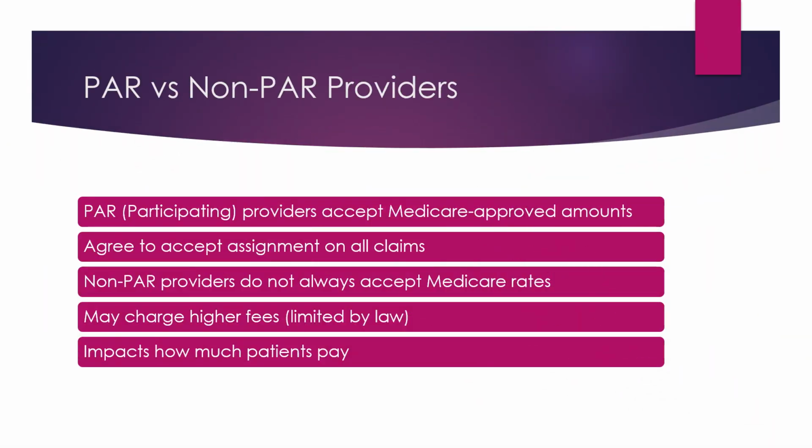Par versus non-par providers. Par providers are participating providers who agree to accept Medicare's approved payment amounts for all services. This means they accept assignment and patients usually pay less out of pocket. Non-par providers don't always accept Medicare rates and they can charge more, although there are limits on how much extra they can bill. So this difference mainly affects how much the patient is going to end up paying.